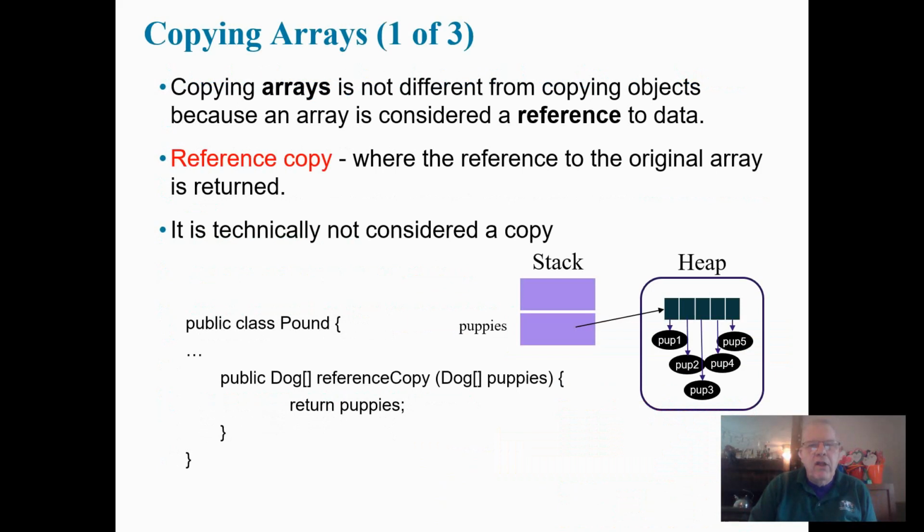So here's another way of looking at it. Now, by the way, copying arrays is just like copying objects. Arrays are not objects, but they are treated the same for copying. So in this example, we have an array of dog objects, and each dog is instantiated. I call them pup1, pup2, pup3, pup4, pup5. Those are objects.